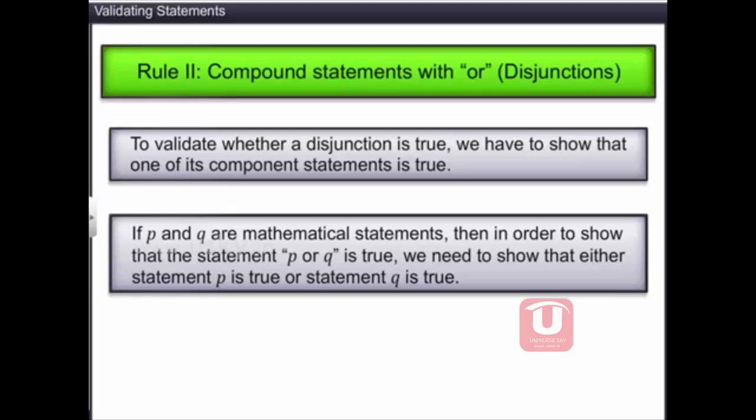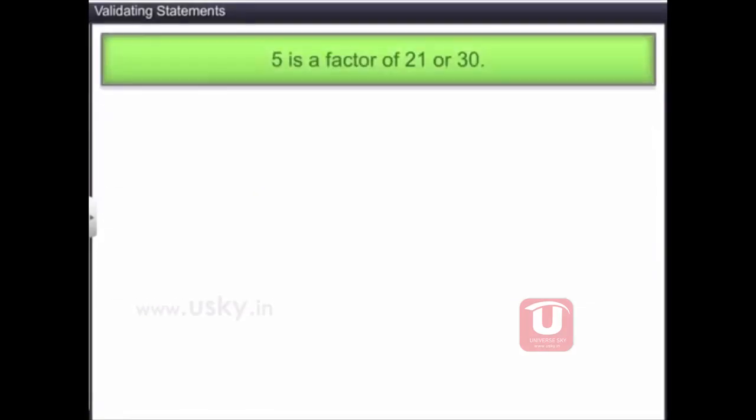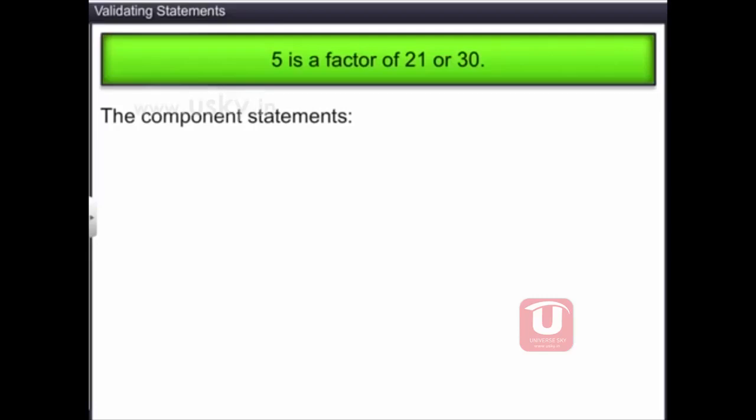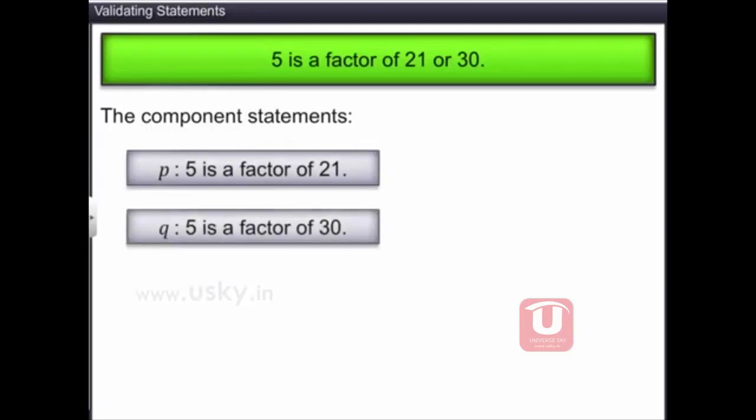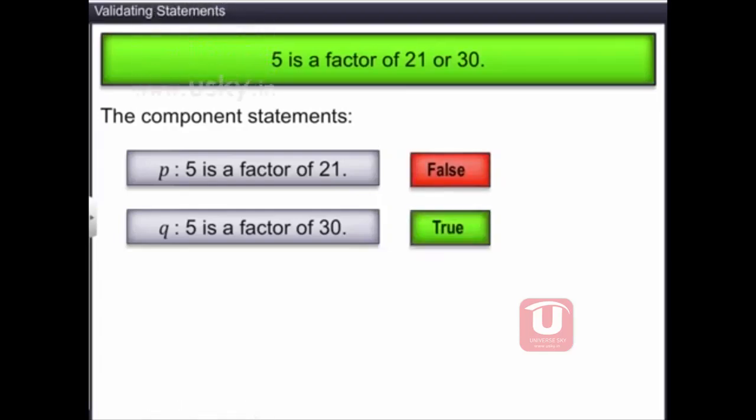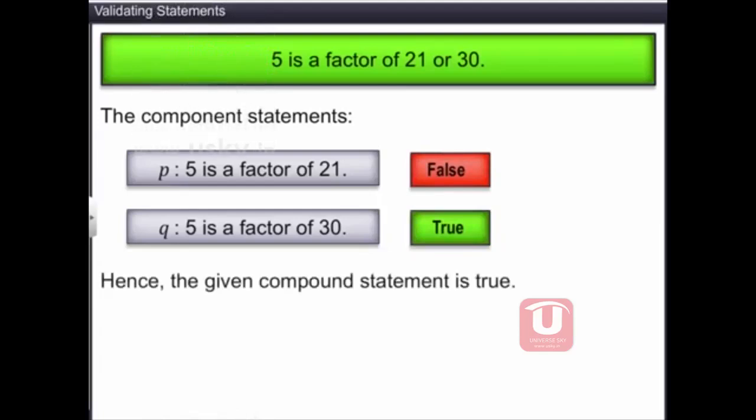Let's check the validity of the statement. 5 is a factor of 21 or 30. The component statements of the compound statement are: 5 is a factor of 21, 5 is a factor of 30. We know that statement P is false, while statement Q is true. Hence, it is validated that the given compound statement is true.